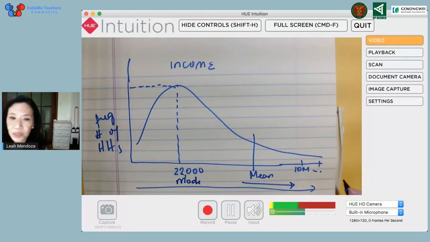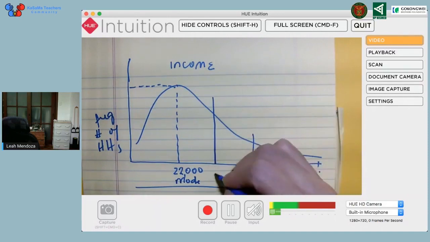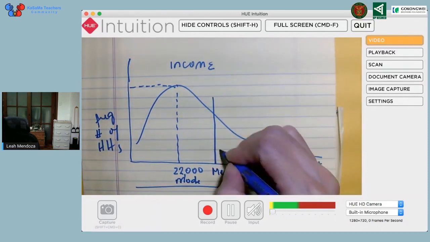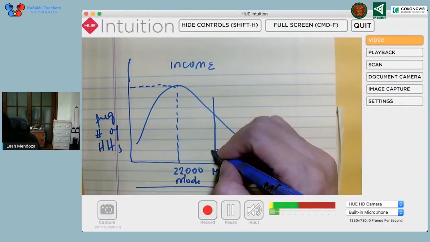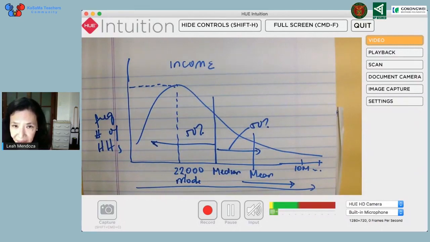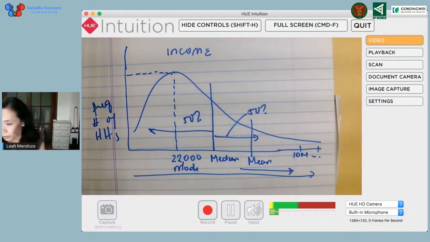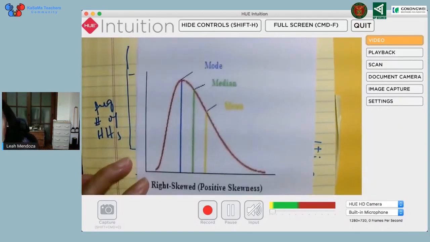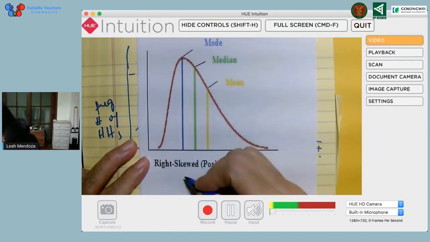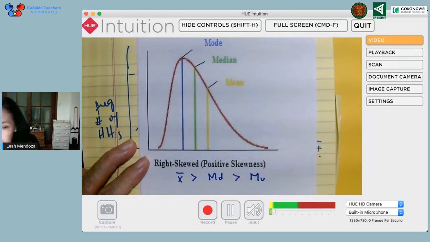Now the median is a positional measure. Okay? So it doesn't care about all the values, it just cares about what value divides 50% from the other 50%. Okay? So that is a positively skewed distribution. And this is how it looks like. The mean is greater than the median, is greater than the mode.